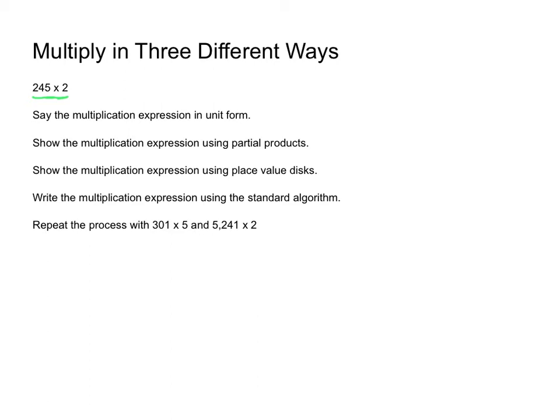And then we're going to go ahead and use partial products, and I think I'm going to do that right here at this side. So we'll write our problem out, 245 times 2. And doing partial products means that we're going to start with the ones. 5 ones times 2 is 10 ones. And then we'll do our tens, which is 4 tens times 2, which is 8 tens, or 80. And then our last one is 200s times 2, which gives us 400. So our answer there is going to be 490.